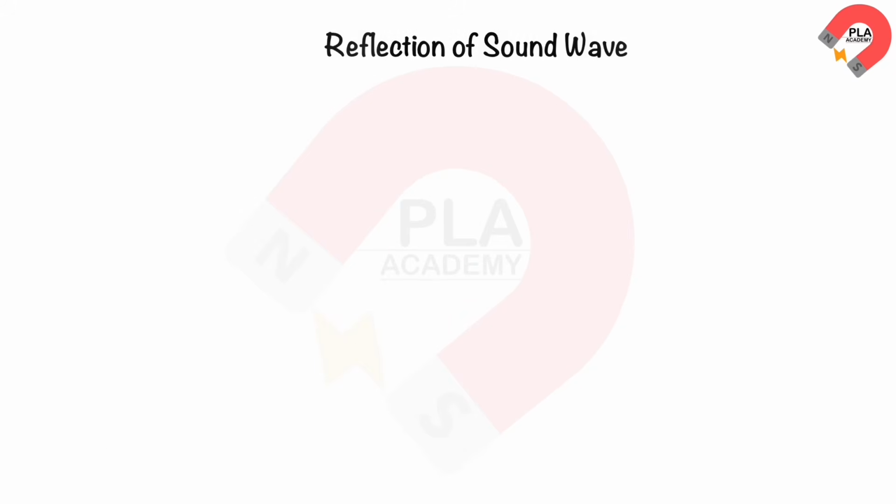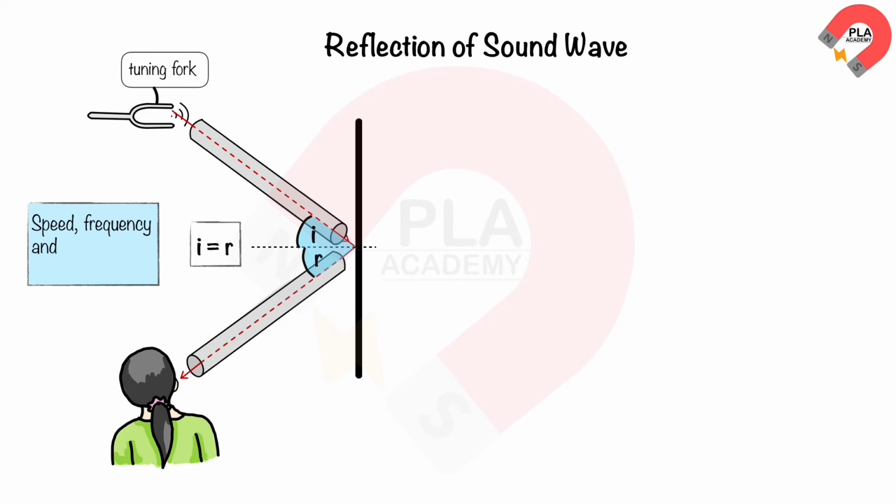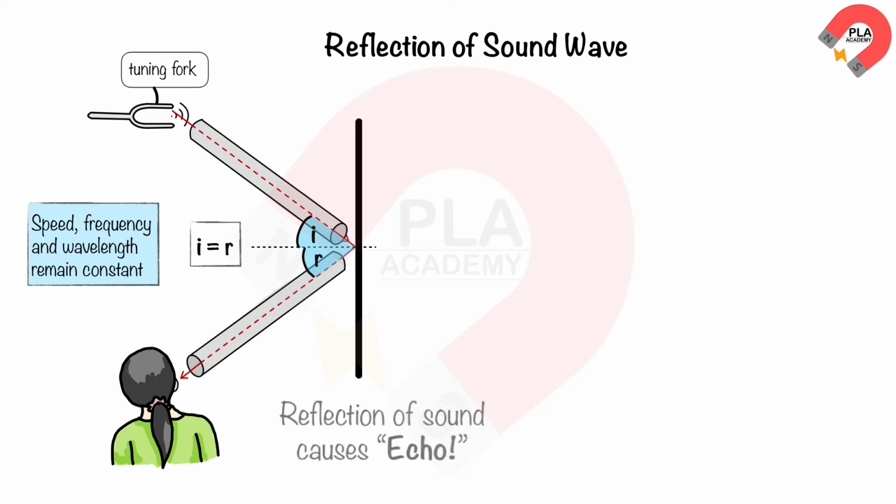Reflection of sound. Sound waves behave in the same way as any other wave. When a sound wave from a tuning fork strikes a surface, it may be reflected. Like light waves, sound waves are reflected from a surface so that the angle of incidence is equal to the angle of reflection. The speed, frequency, and wavelength of the sound remain constant. The reflection of sound causes echo.